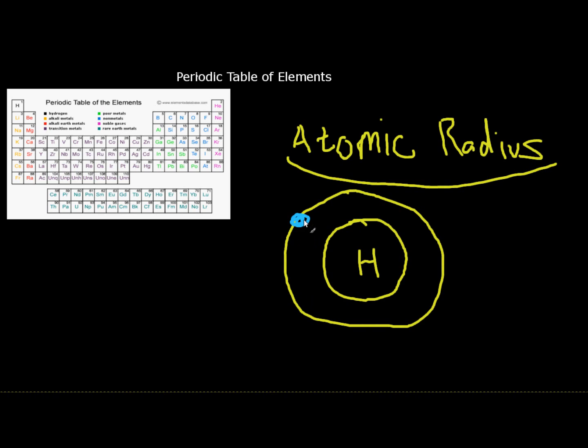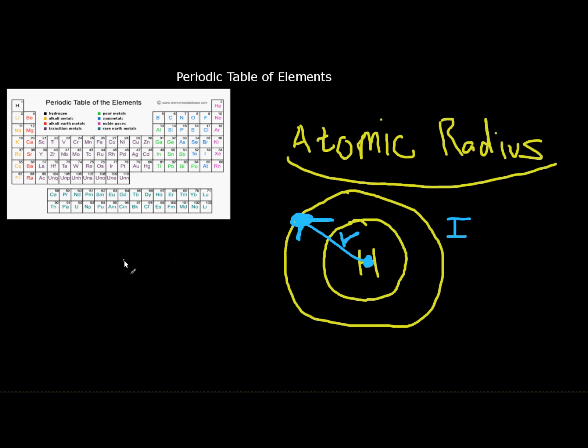So when we talk about the atomic radius of hydrogen, we consider the distance from the center of the nucleus to the outermost electron, and in this case the outermost electron lies in the first shell. So this, my friends, will be our atomic radius, denoted by r. Alright guys, now let's consider another example.